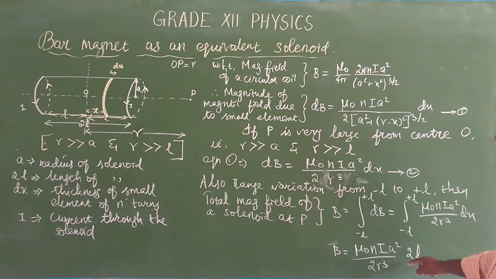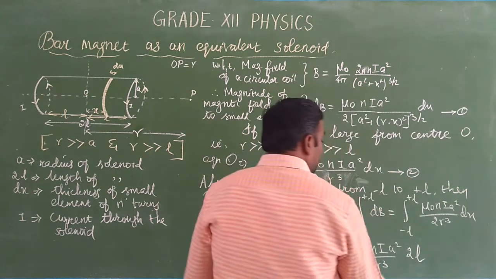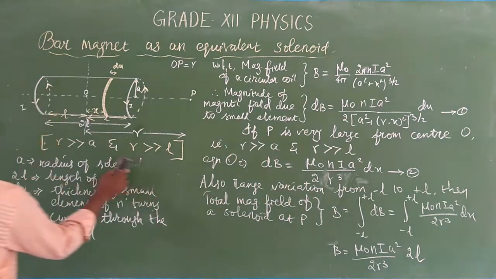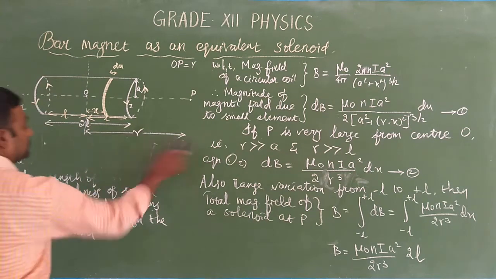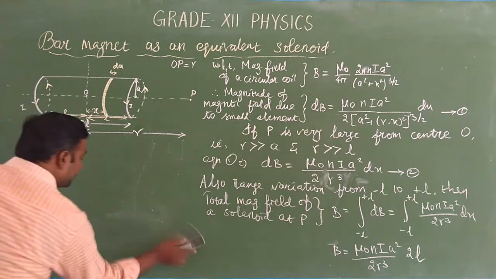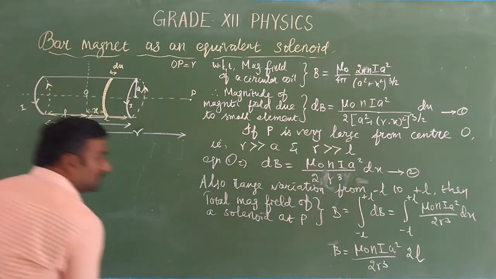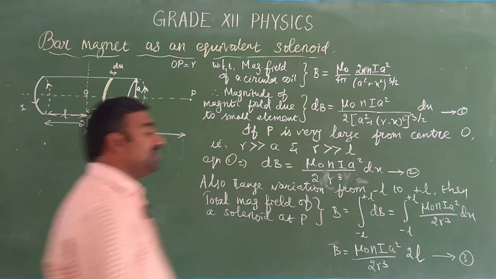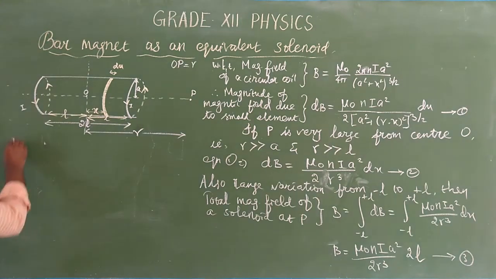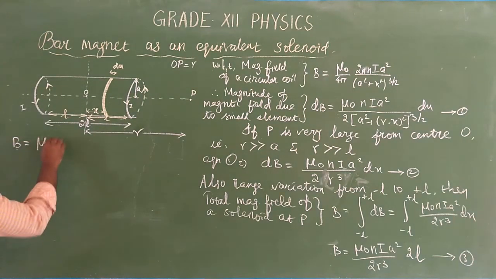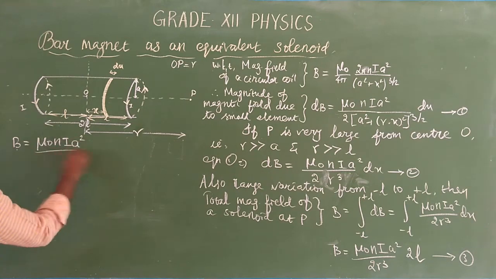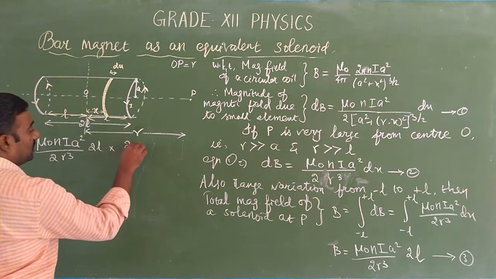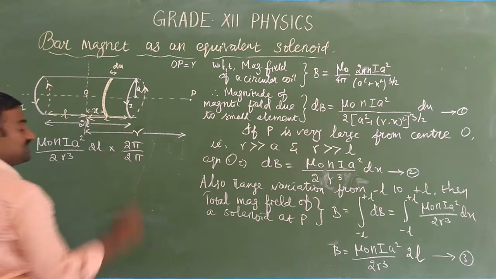So the next step, after this we obtain, then in the next step, listen. So this is equation number 3. This equation 3 is multiplied by the factor 2 pi by 2 pi. So B is equal to mu naught N I A square divided by 2 into R cube into 2L into 2 pi by 2 pi. The equation does not change.